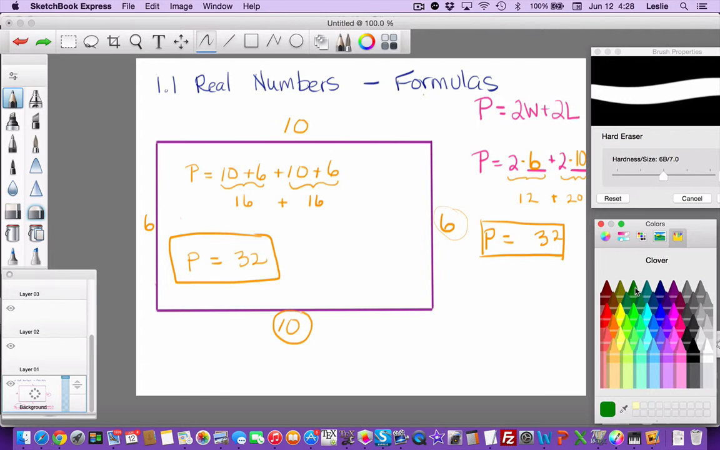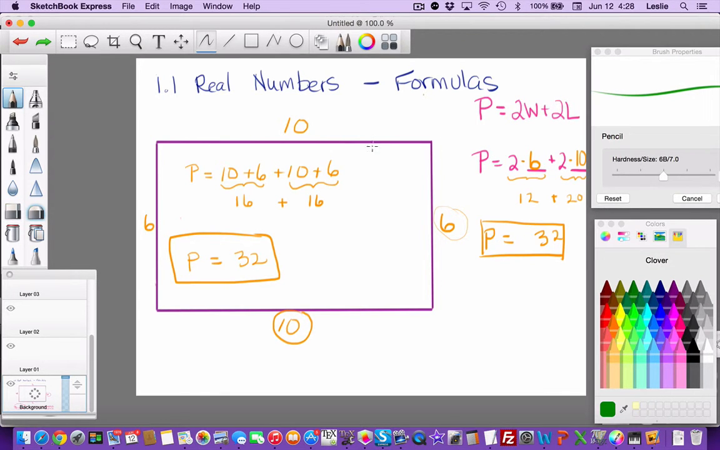Another observation to make here is that lengths of sides of rectangles are usually either inches, or feet, or miles, or centimeters.